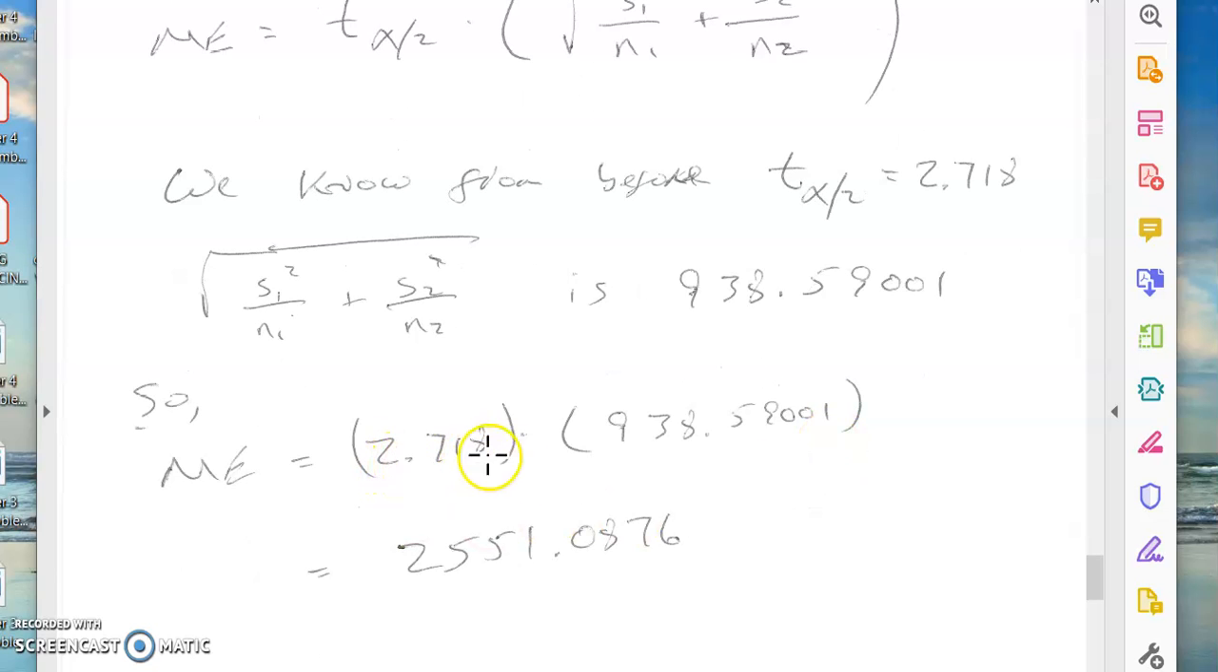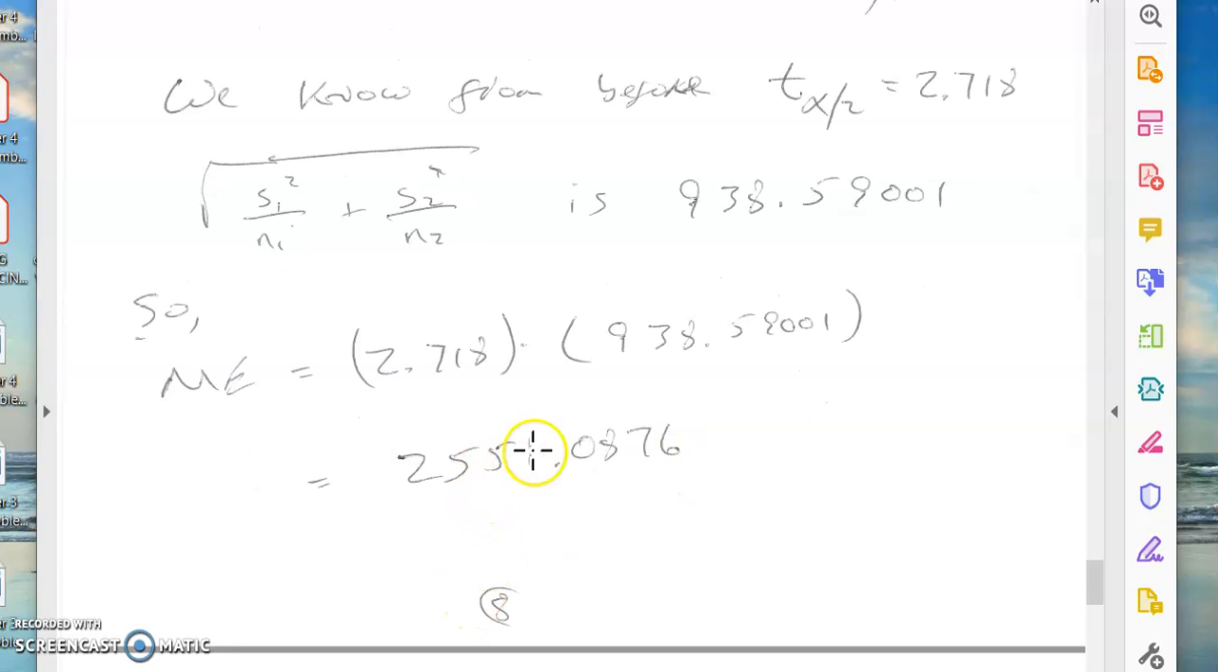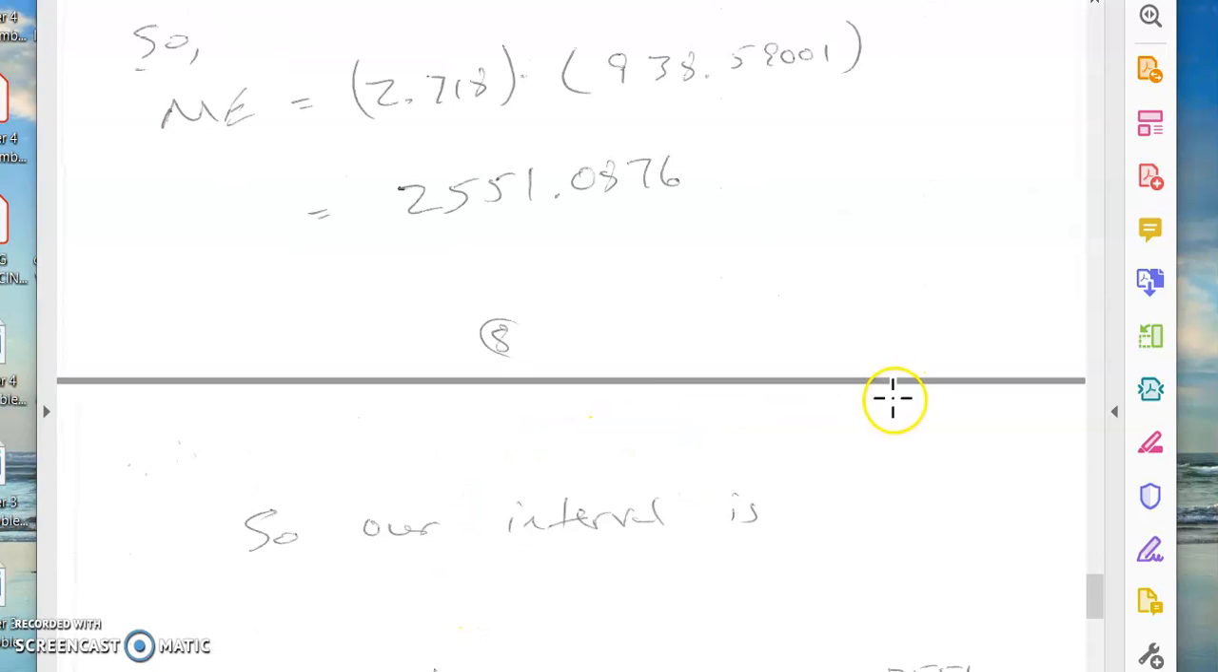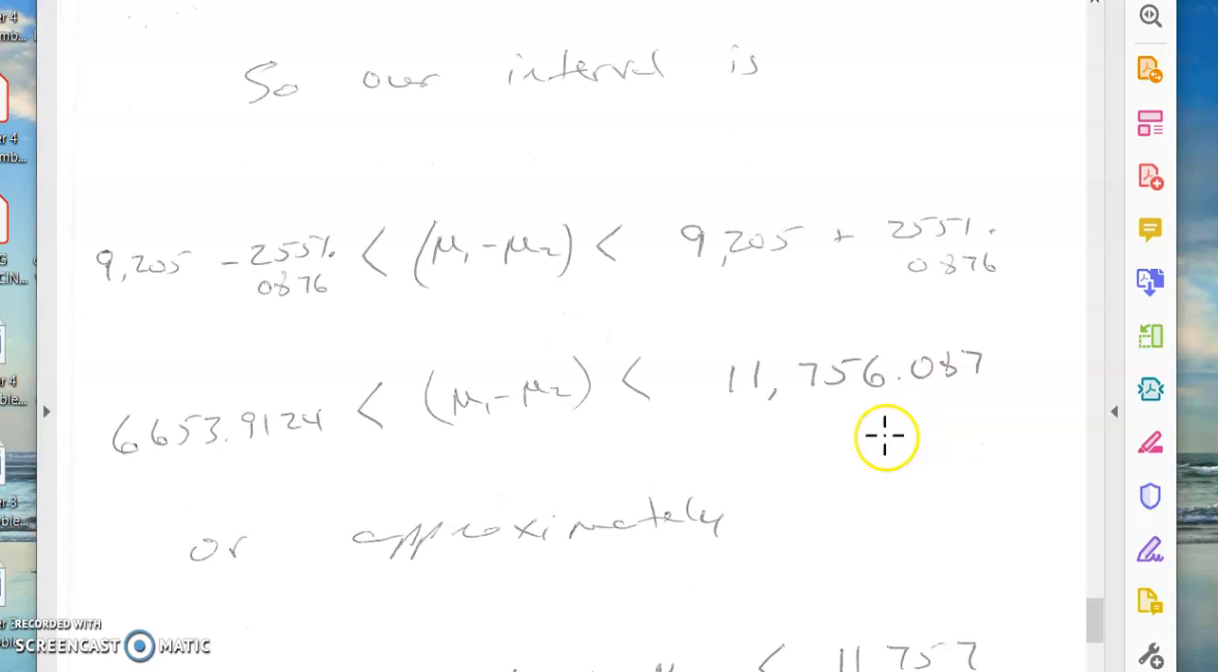So we get a number here. The margin of error is going to be this times this, which gives me this. Pause the video if you need to. So here's our interval. It's 9,205. Take away the margin of error, 9,209. I said 9 point, I should say 9,200. Give me one second. Okay, so I had a little technical difficulty there.